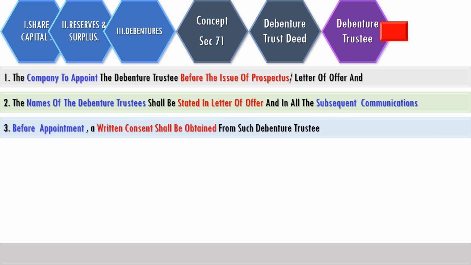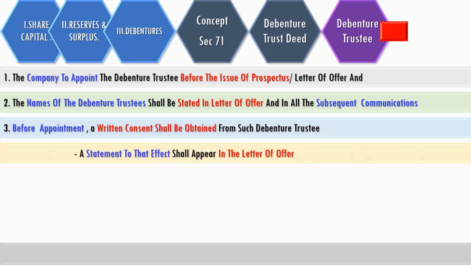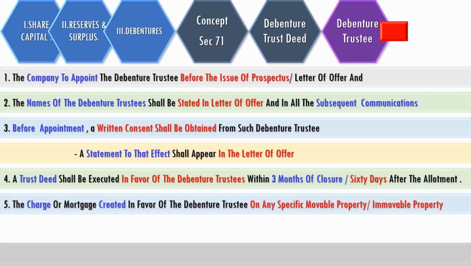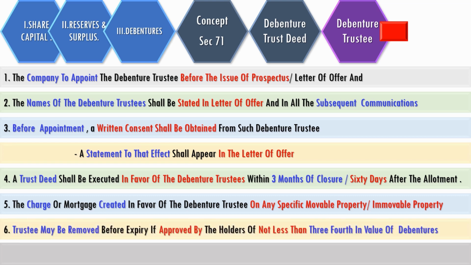His written consent will be obtained before appointment, and it will be stated to that effect in the letter of offer. The trust deed in favor of debenture trustees will be executed within 3 months of the closure of the issue. The charge or mortgage created in favor of debenture trustee can be on any specific movable or immovable property. A trustee may be removed when consented by minimum of 3/4 in value of debentures.